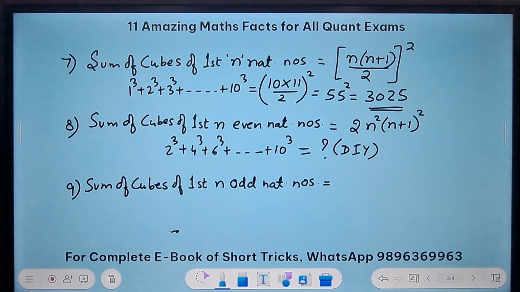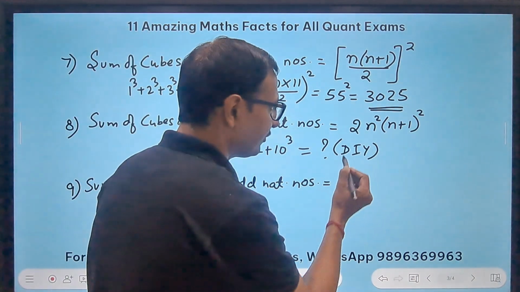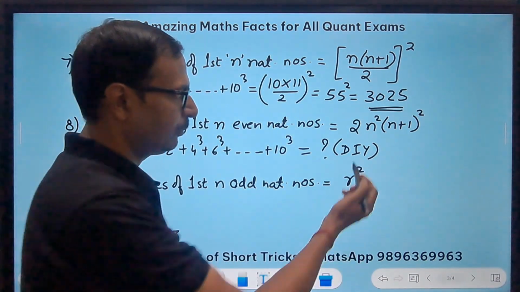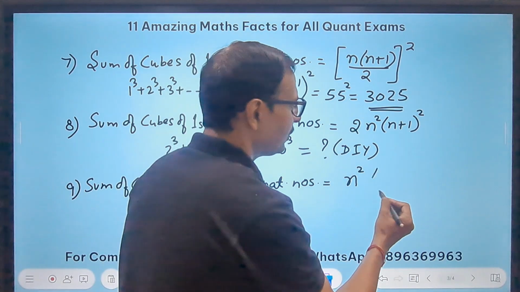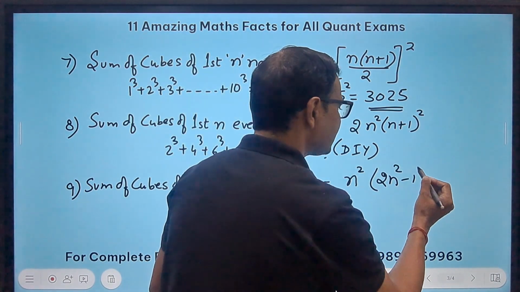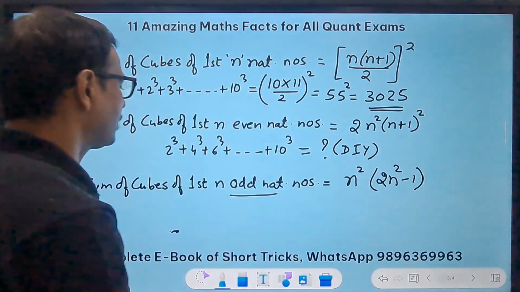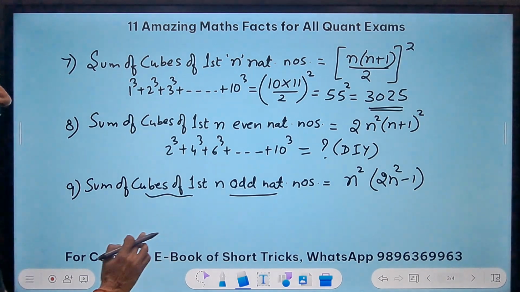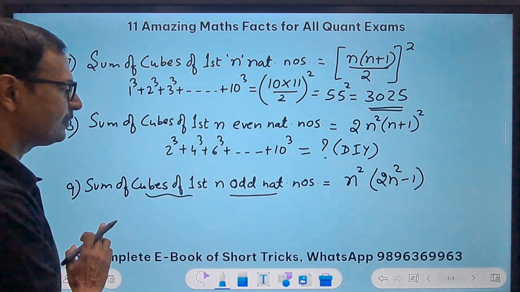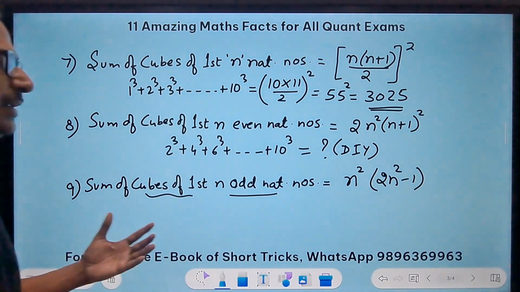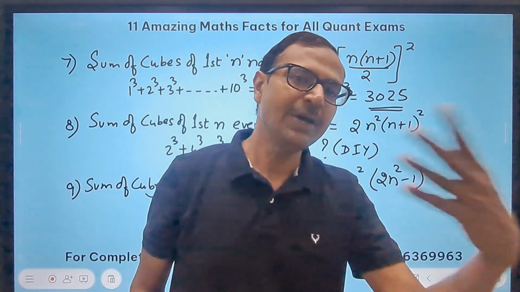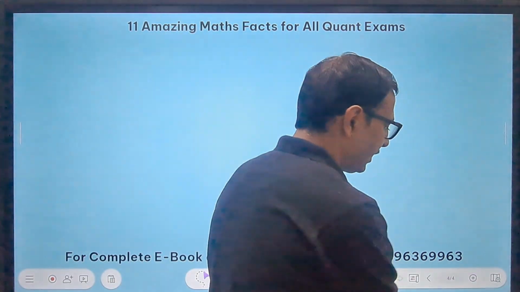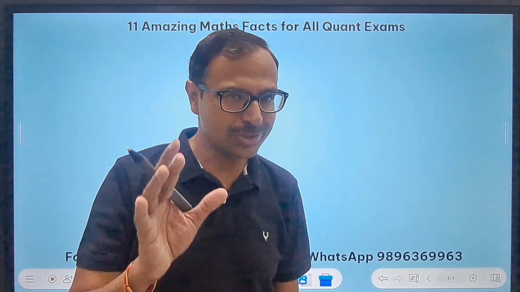Then the sum of cubes of the first n odd natural numbers is a little confusing because it interferes with this formula. So you have to do n square in both of them, and apart from that you have another term, 2n square minus 1, in case of odd natural numbers whose cubes are to be added. So these are some of the basic things we should know if we want to find the sum of cubes of the natural numbers, then even natural numbers, and then the odd natural numbers. So these are 9 things, and the 10th one and the 11th one are the most amazing ones.